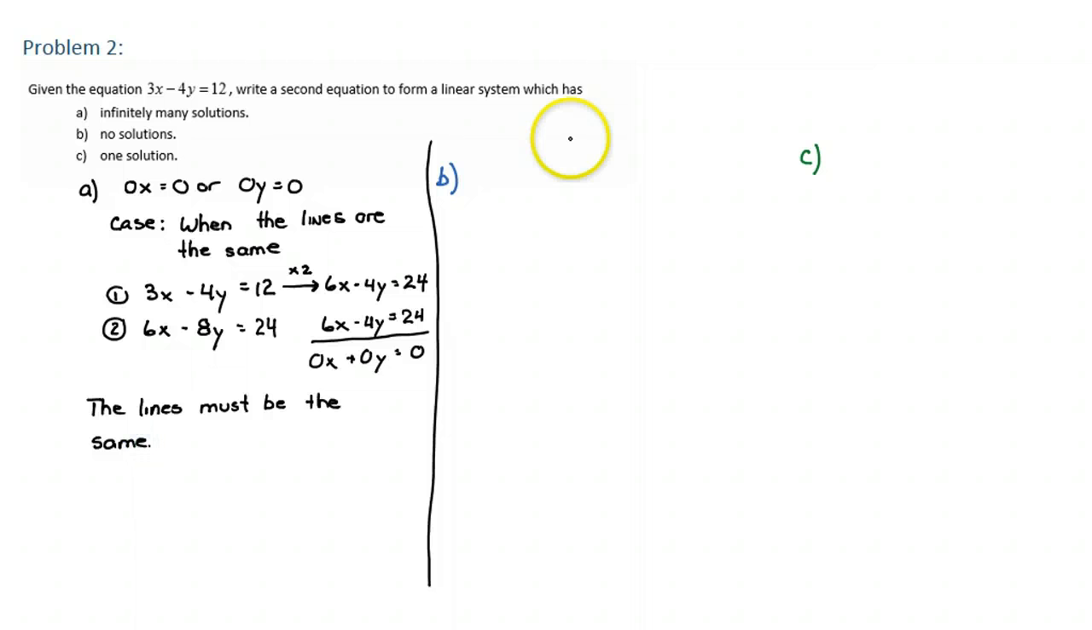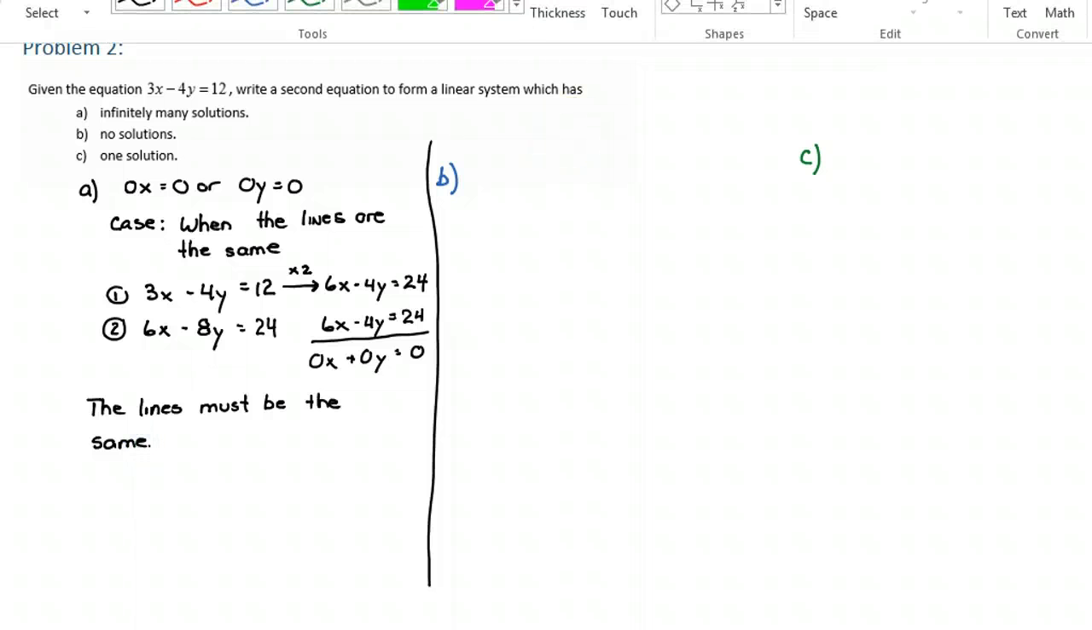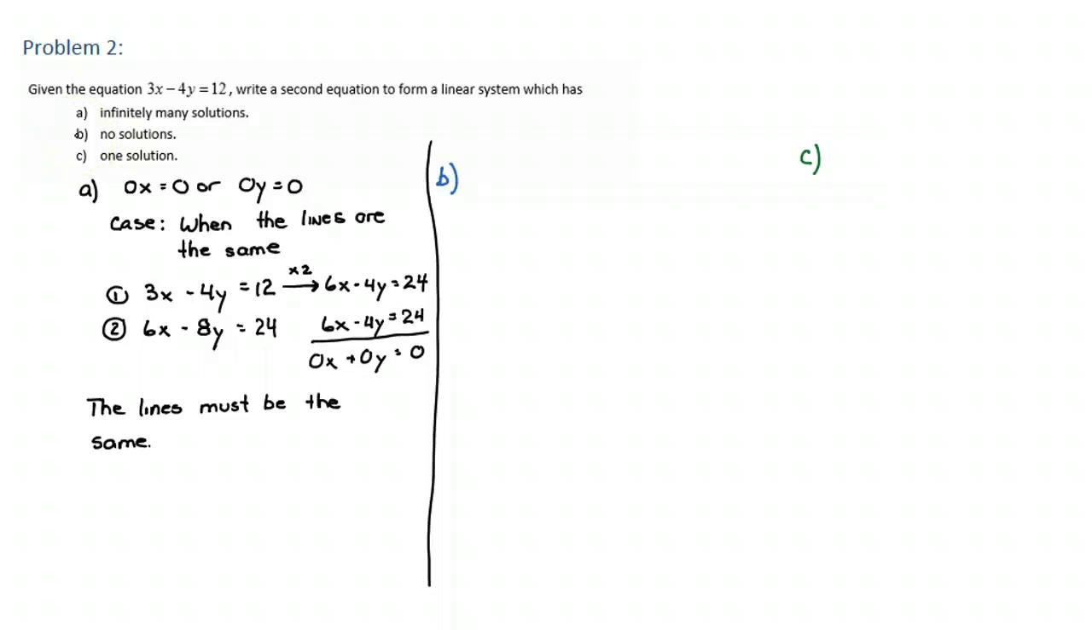Okay, part B. So now we want to deal with a situation where there's no solution. So in class we talked about this, and what we said was that, let's just draw a quick sketch. If they have no solution, what it means is that they're parallel, but they have a different y-intercept. So if two lines are parallel, that means they're never going to touch.